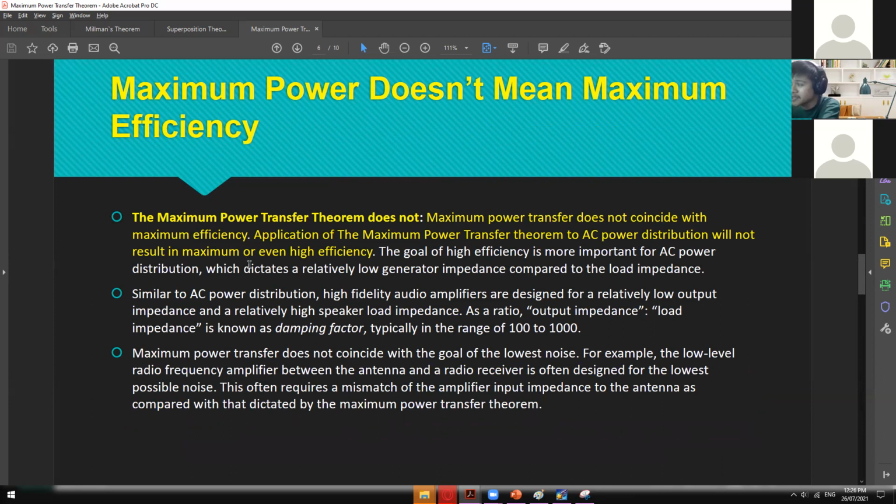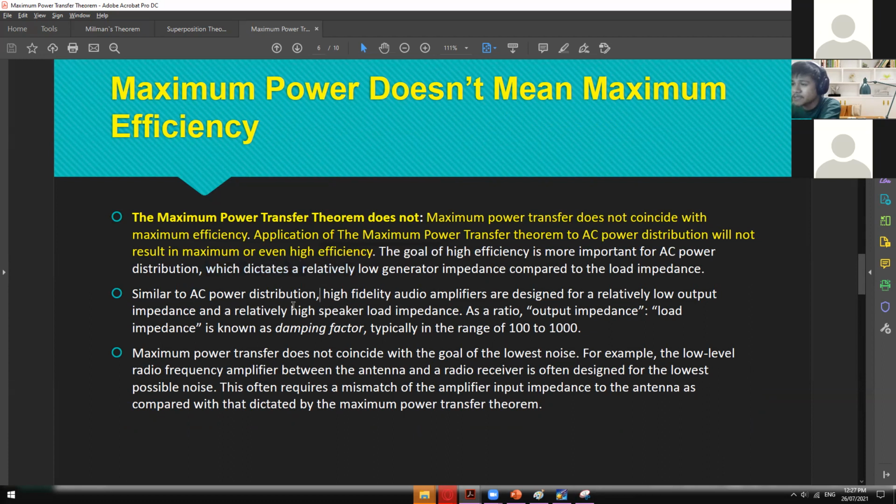So kung ano lang yung talaga yung sagad niya, then that's the 100 efficiency that you can already give. Okay, hindi siya yung parang amplifier na yung 1 mo is magiging, let's say 1:5. So let's say magiging mas maganda pa. So hindi ganun. Okay. So the goal of high efficiency is more important for AC power distribution, which dictates a relatively low generator impedance compared to the load impedance.